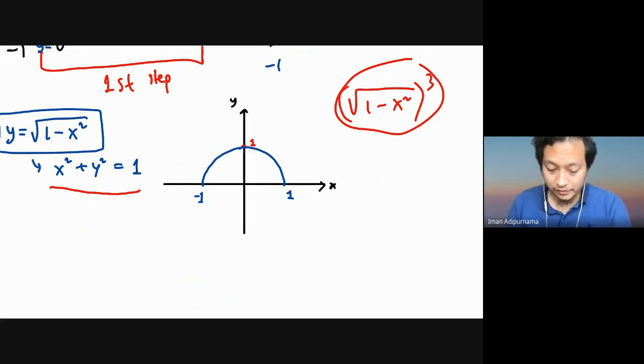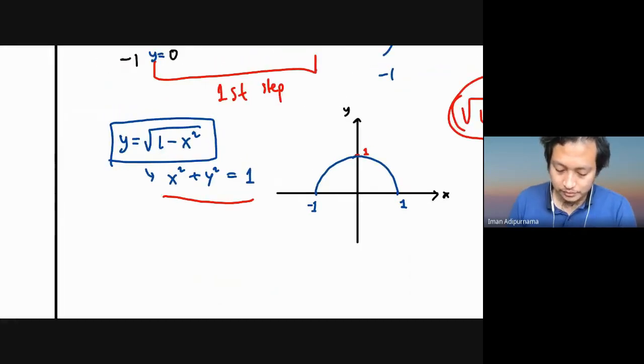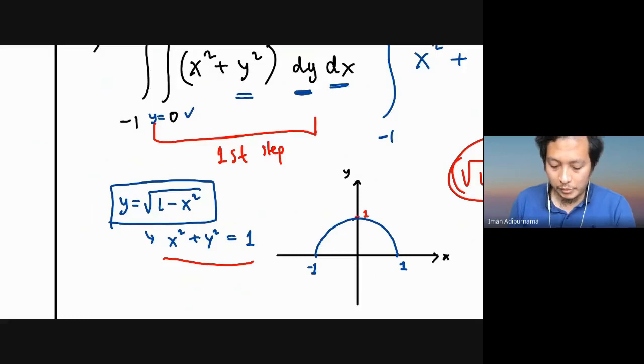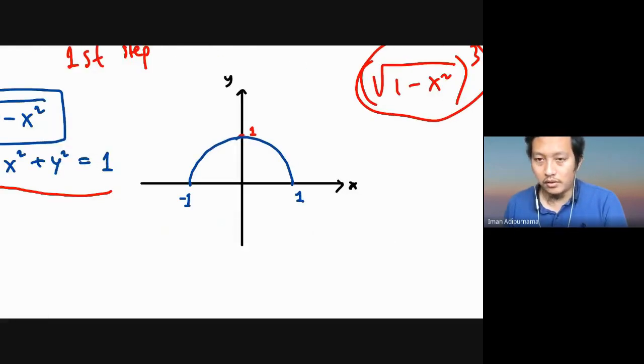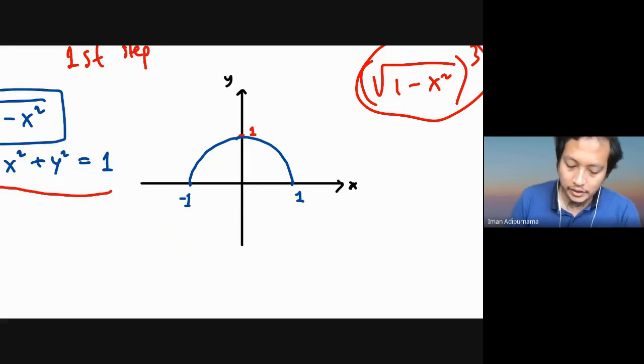Because it starts from 0. It could be a full circle if it started from negative square root of 1 minus x squared. But since it starts from 0, we can conclude that it is only on positive y, right? So from 0 to positive y. So this is our area.